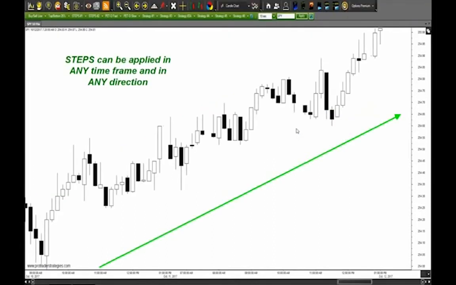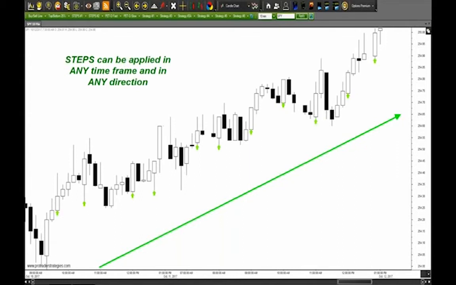Now, if we go to a 10-minute chart, the same process is applied. We have a very strong upward trend, but steps can be applied in any time frame, in any direction. So you can still apply it and look at all the buy signals that were generated here. So steps will never generate a buy signal in a downtrend. It will never generate a sell signal in an uptrend. It's only going to be in sync with the trend. So that's why you don't have to worry about buying at the very top.